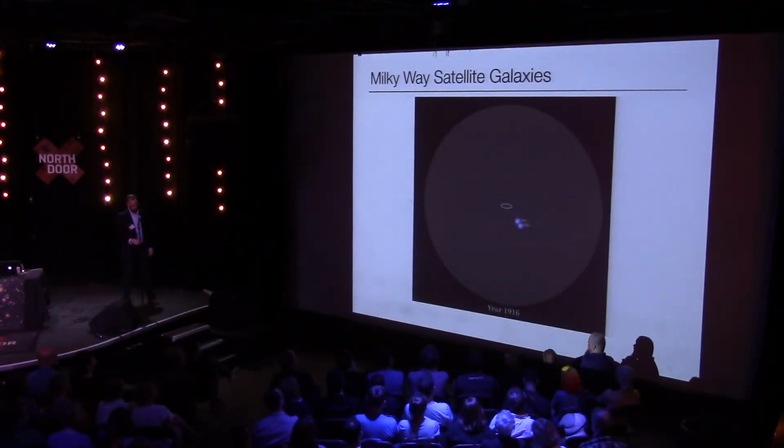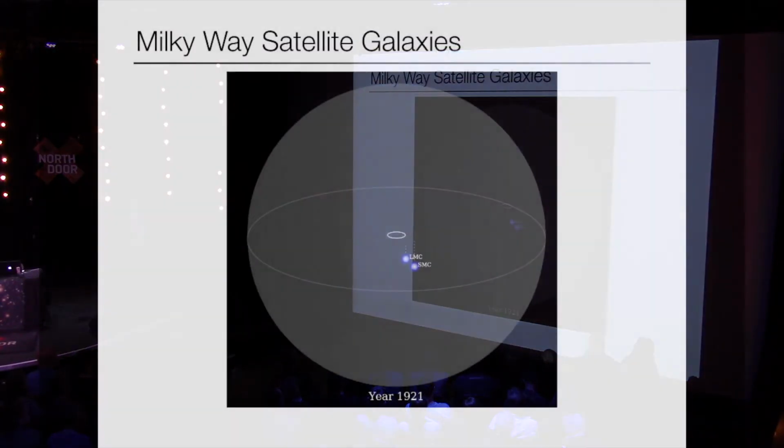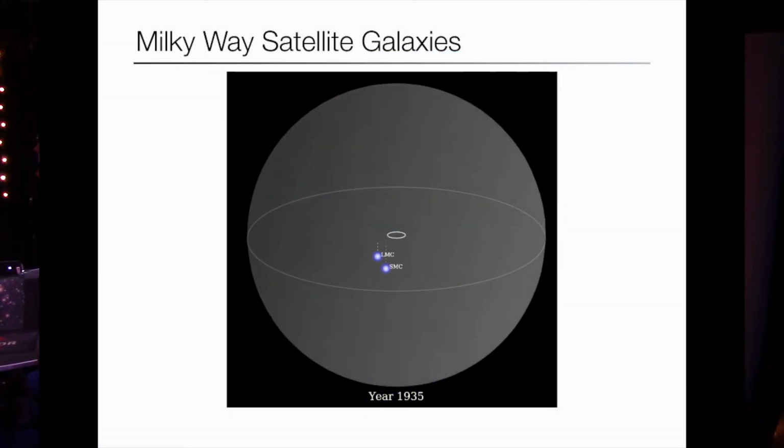Okay, so if we look at Milky Way satellite galaxies, this is the known satellite galaxies of the Milky Way as a function of year. It started out with 2.